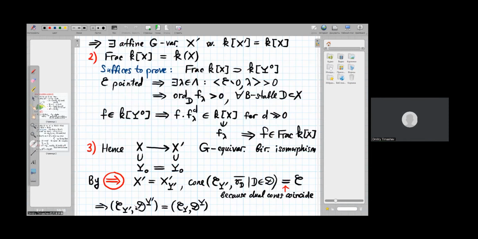So we have two simple spherical varieties whose colored cones coincide, and by the uniqueness theorem, this implies that these spherical varieties are isomorphic. So finally, we have proved that our spherical variety X is isomorphic to X prime, and therefore it is affine, because X prime is affine. This finishes the proof of the theorem.